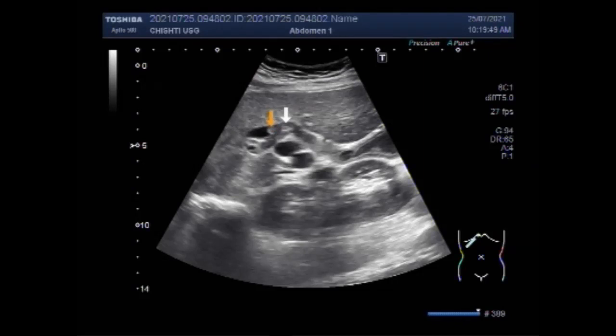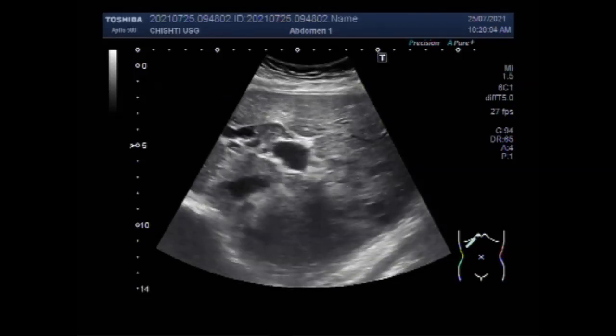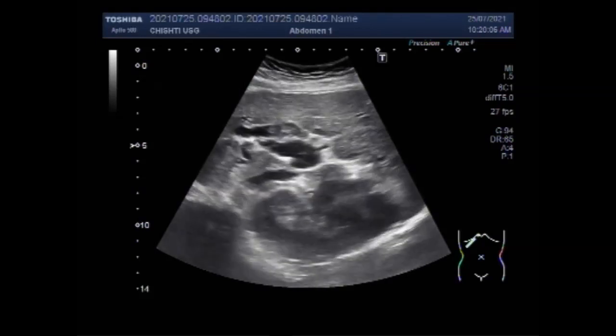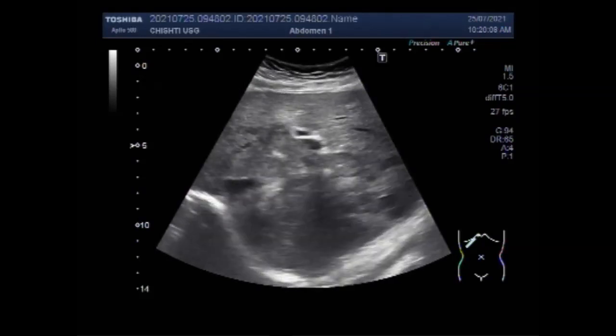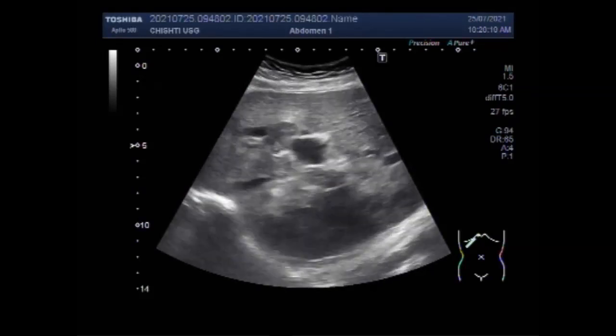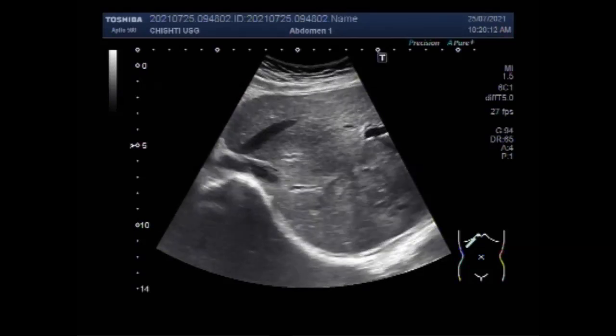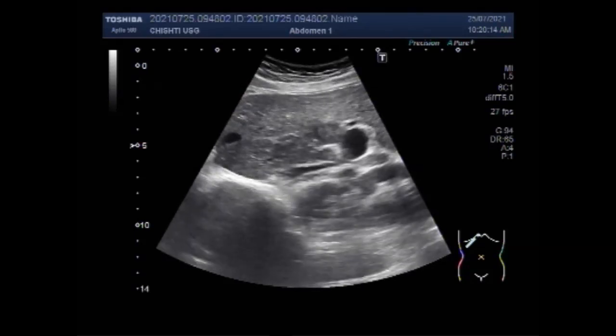Cholelithiasis involves the presence of gallstones, which are concretions that form in the biliary tract, usually in the gallbladder. Choledocholithiasis refers to the presence of one or more gallstones in the common bile duct. You can see a mass in the lower portion of the liver.